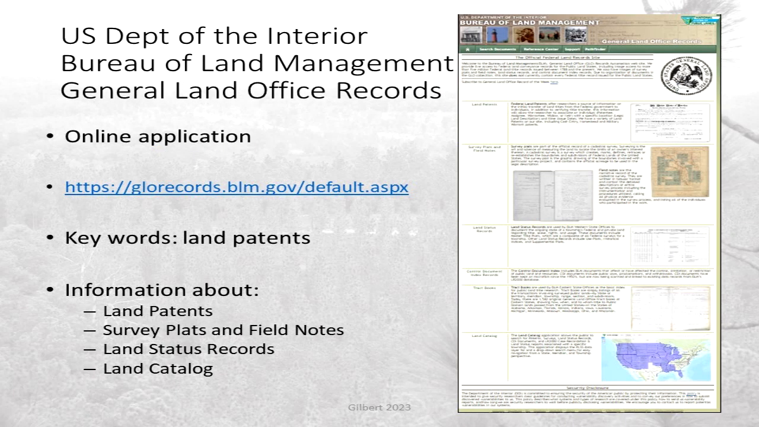This one, after I started doing this type of work, I had a landowner that's really into this stuff, and he's like, have you ever heard of this, John? It's the actual land patent. So this is the U.S. Department of Interior, Bureau of Land Management, General Land Office records. So you're tapping into the land patents, which is when the land transferred from the government to the private landowner. You can put in land patent search, so you can search actual land patents, you can do survey plats and field notes, land status records, there's a land catalog, there's all kinds of things you can explore on this.